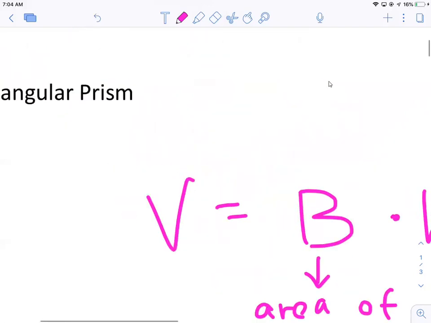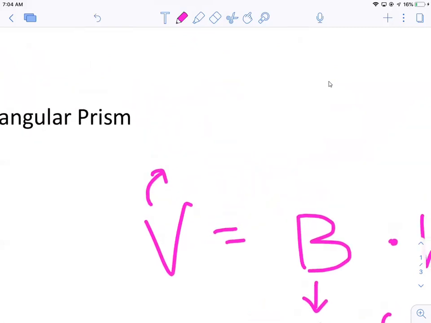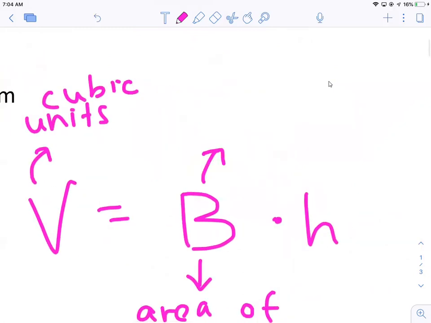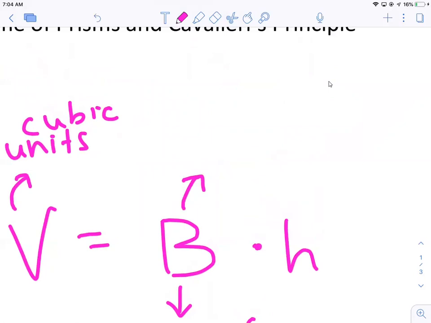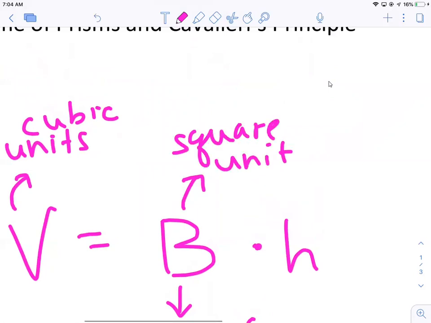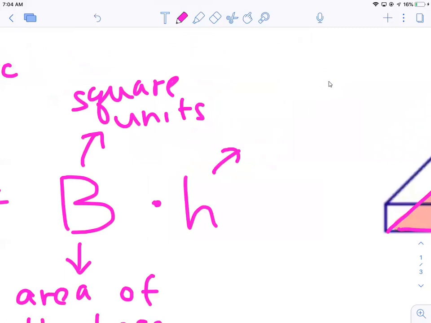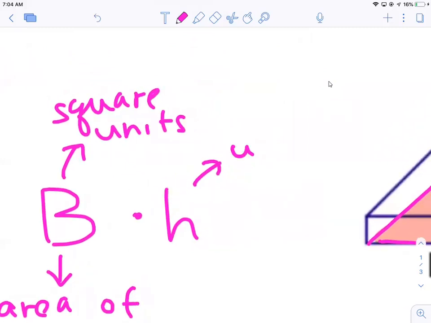And if you think about the units, right? Volume, again, that's units cubed, or cubic units. Capital B, that's an area, so that's going to be square units. So if we're doing square units times a length, like height, right? Height is just units. Square units times units is units cubed.